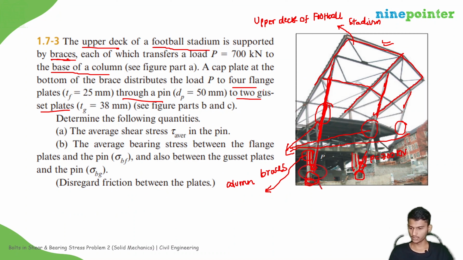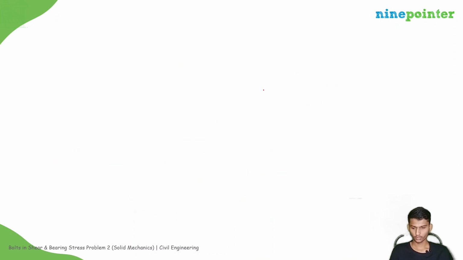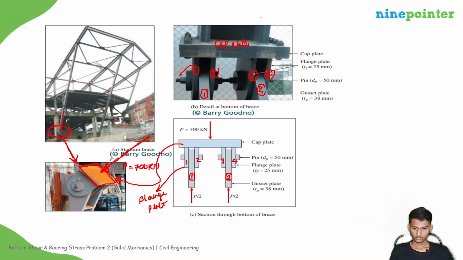The first thing they ask is the average shear stress, tau average, in the pin. So let us solve the first question, A: tau average in the pin. First, let us understand the force distribution.